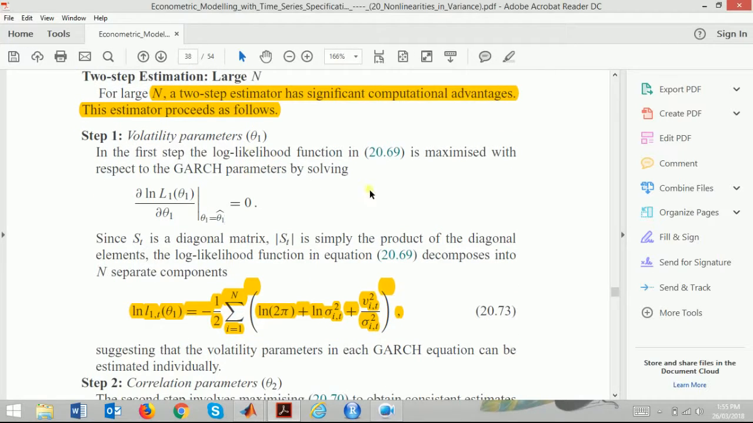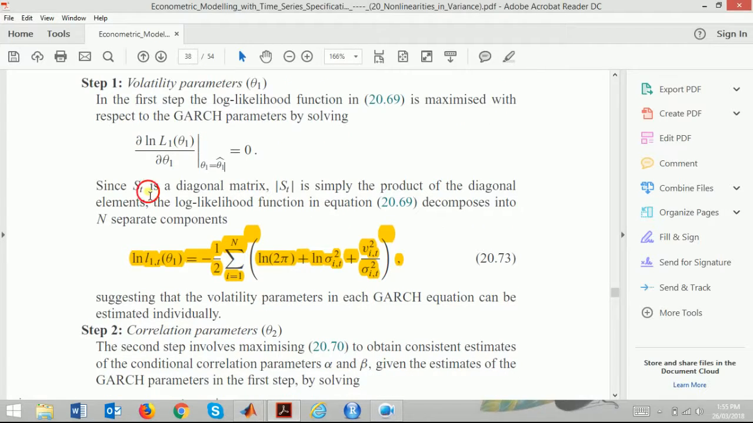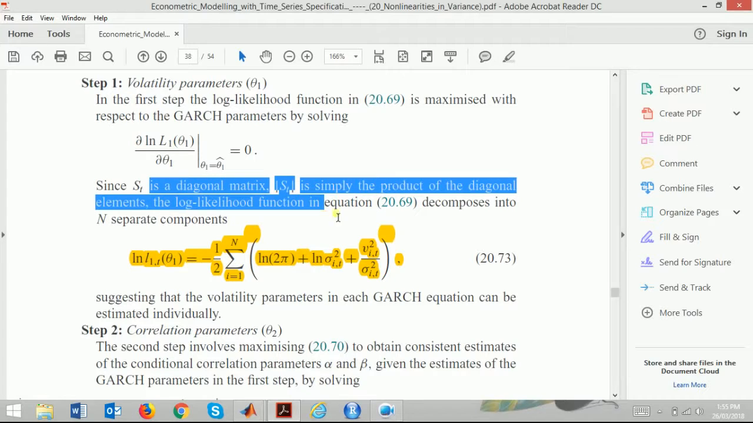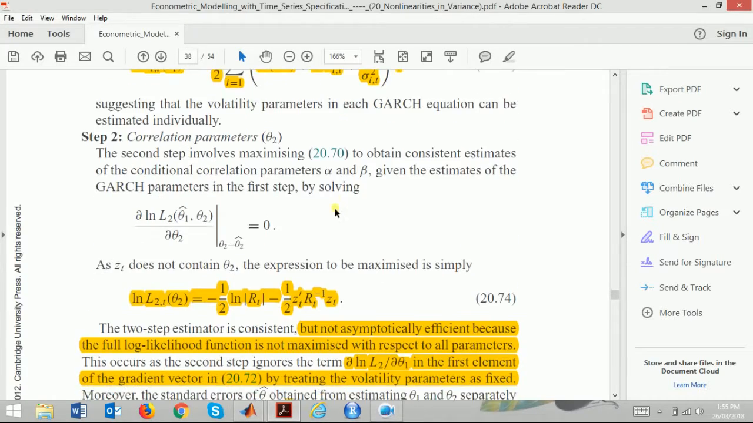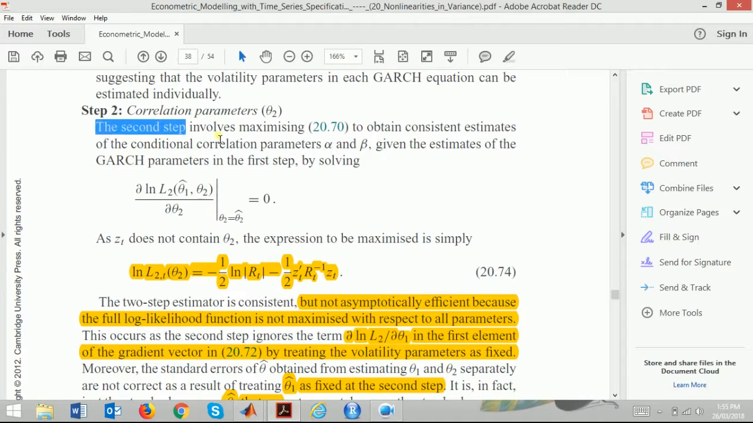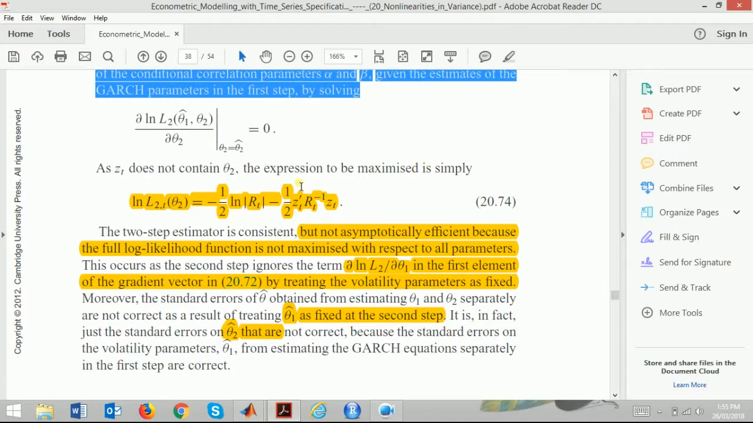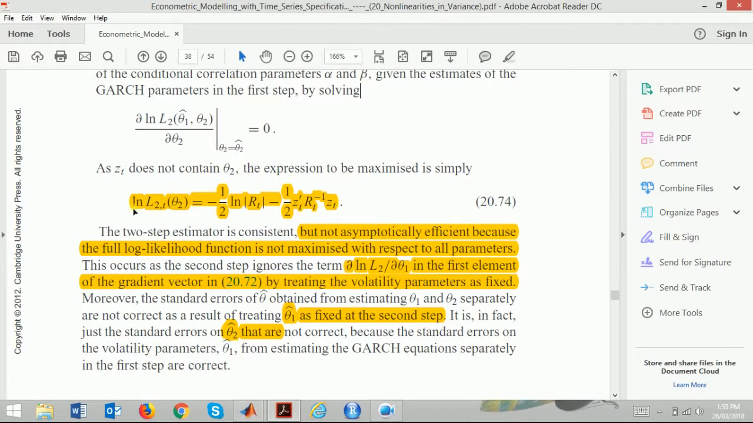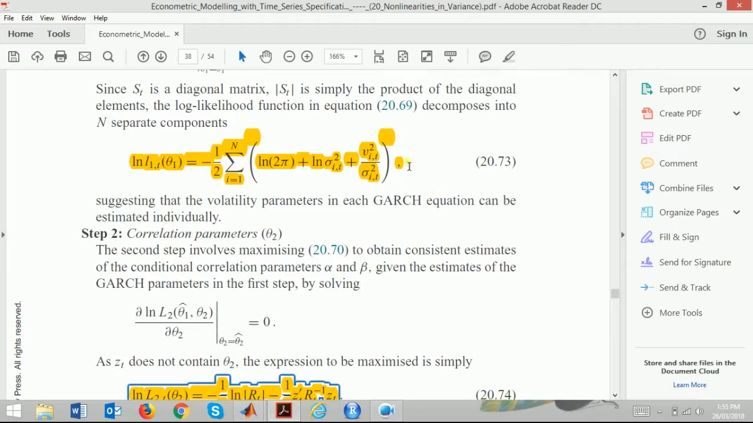So we need to find alpha and beta. So it's a two-step iteration process. First is the volatility parameter. We need to solve the log likelihood function to find, this is simply the product of the diagonal elements. The log likelihood function in the equation decomposes into n separate components and correlation parameters. Maximizing the GARCH parameters, Z does not contain theta, so the expression to maximize is simply this. So this needs to be maximized.